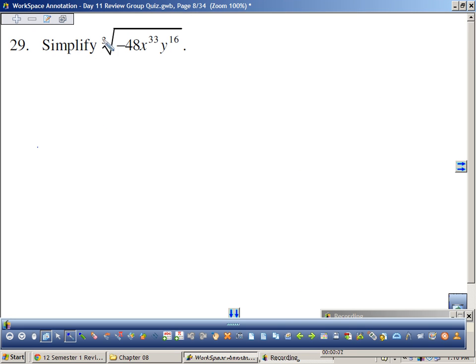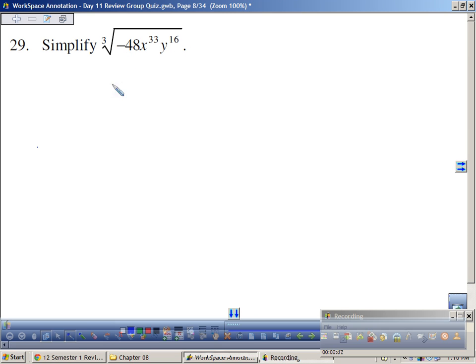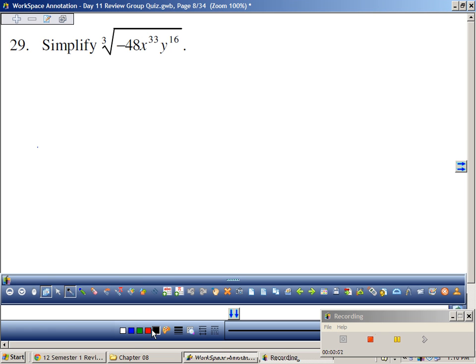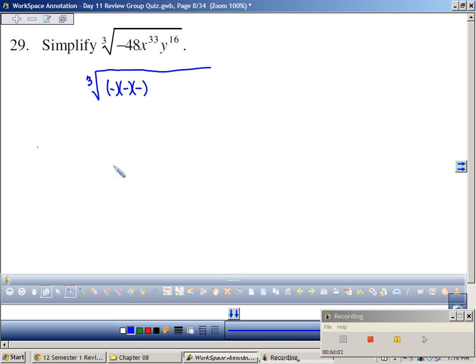Okay, moving on. Simplify. This is a cubed root. That means I have to go hunting for cubes. Okay, so I have a negative sign, but couldn't I also have this as well? You don't even know how many negatives there are, right? Because a negative times a negative times a negative is negative.